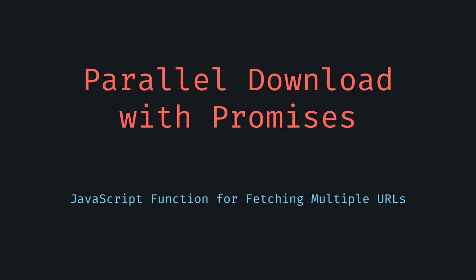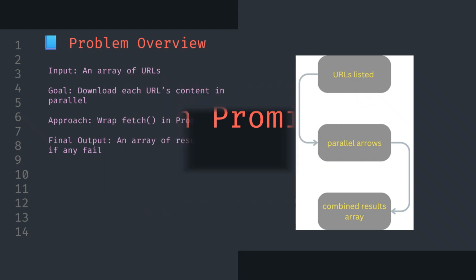Let's explore the challenge we're solving. Our goal is to take an array of URLs and download their contents all at once. We will wrap each fetch in a promise and use Promise.all to resolve when they are all complete. If one fails, we'll catch and log the error. Now, let's see how we can implement this.